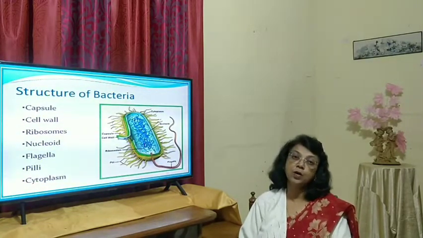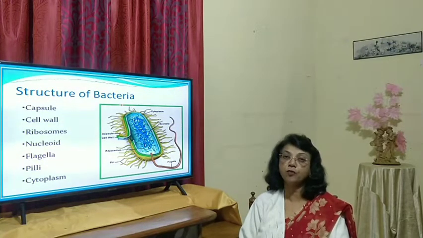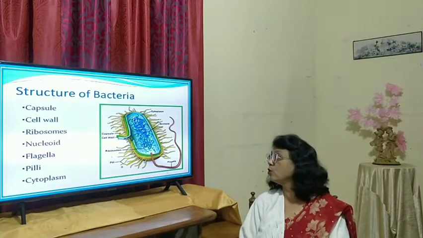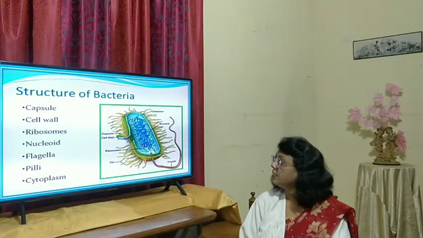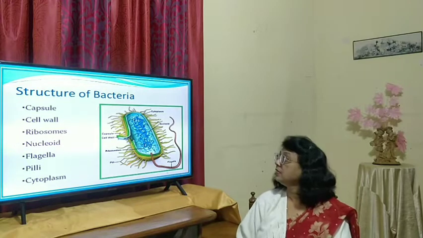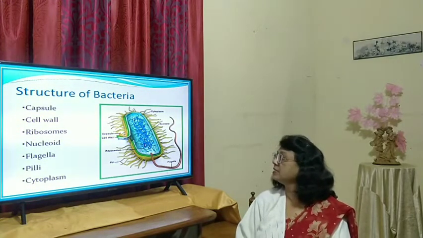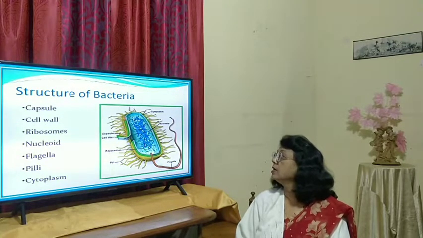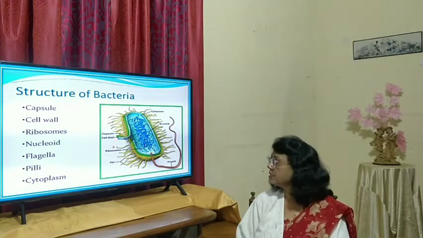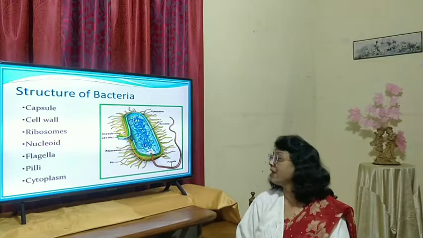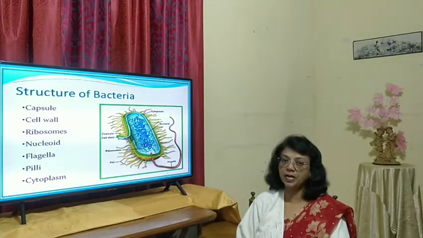Let us now study the structure of bacteria. Look at the picture which is displayed over here. You can see that the bacteria is composed of a capsule, a cell wall. It contains ribosomes, nucleoid, because it does not contain a true nucleus, flagella, villi, and cytoplasm.